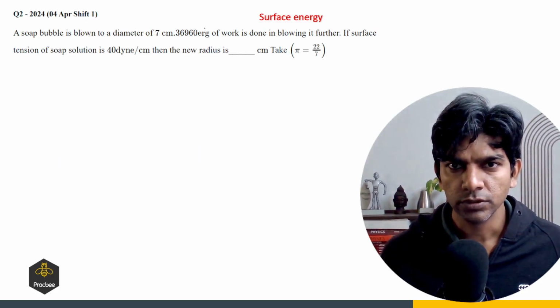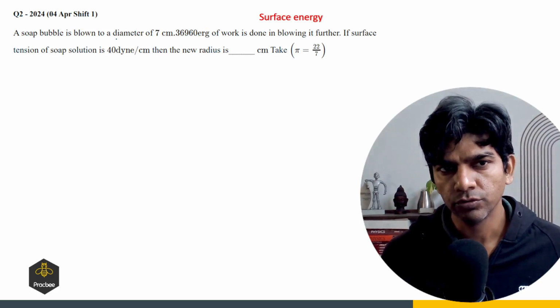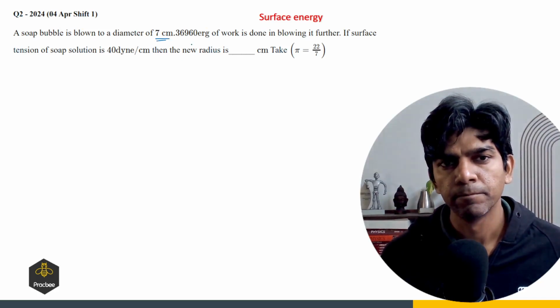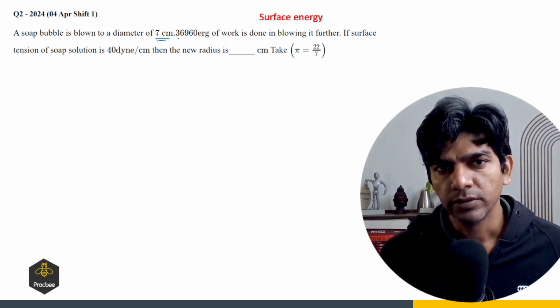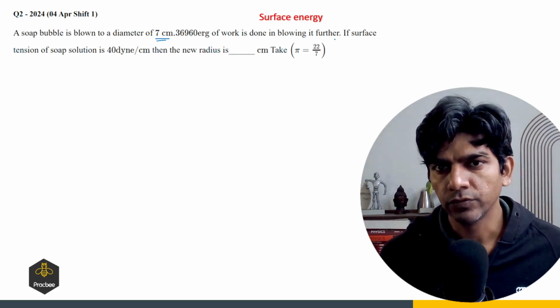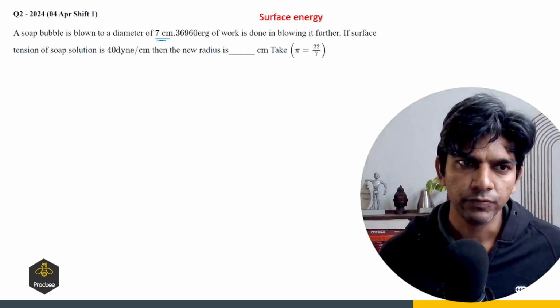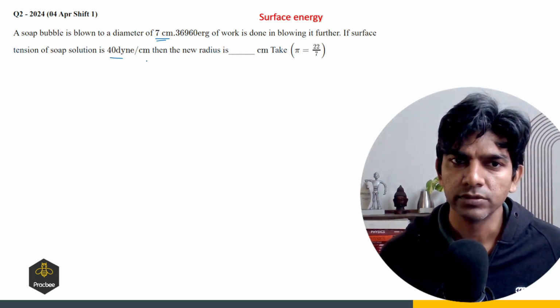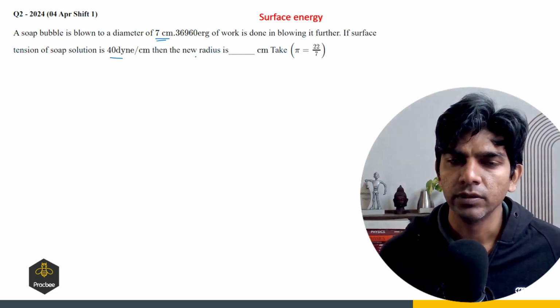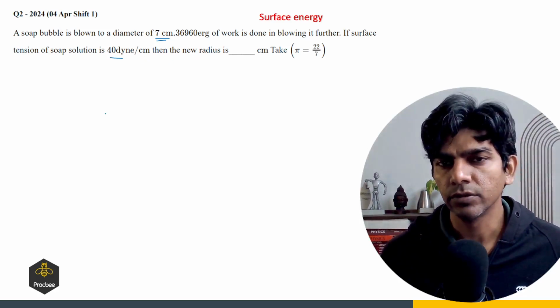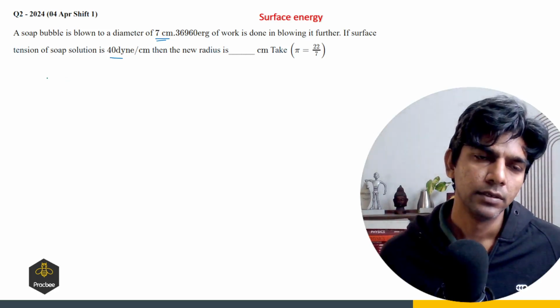Now let us see this question. A soap bubble is blown to a diameter of 7 centimeter, and 36,960 ergs of work is done in blowing it further. If the surface tension of the soap solution is 40 dyne per centimeter, then the new radius in centimeter will be. So we have to find the new radius.